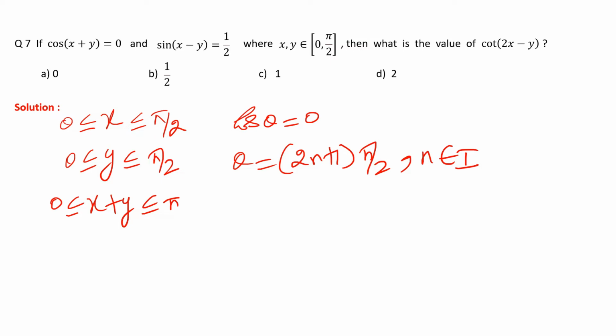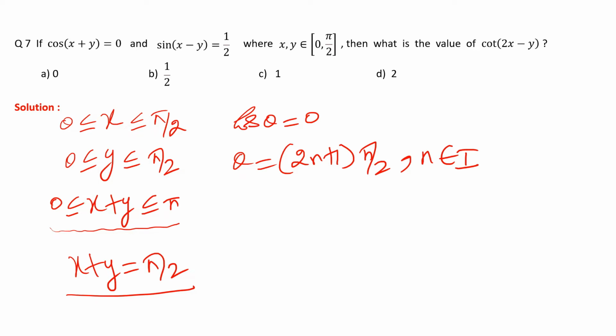Now students, since cos of (x plus y) is equal to 0 and x plus y lies in 0 to pi, there is only one value that will satisfy this equation, and that is x plus y equal to pi by 2. Now we move to the second equation, that is sin of (x minus y) equal to half.